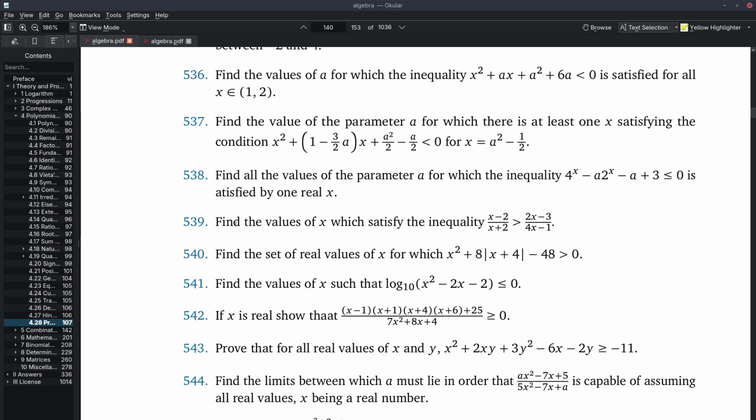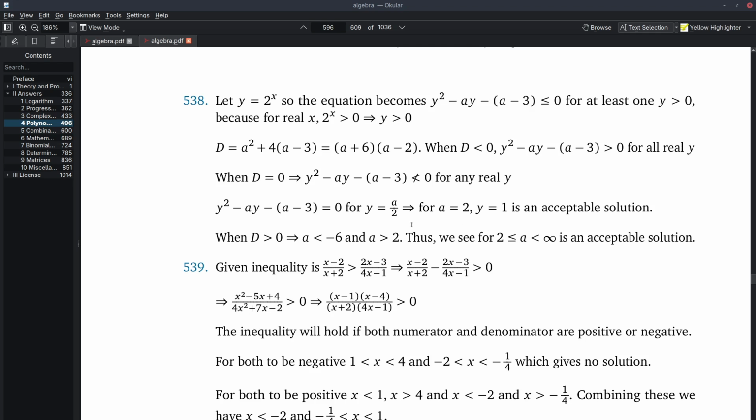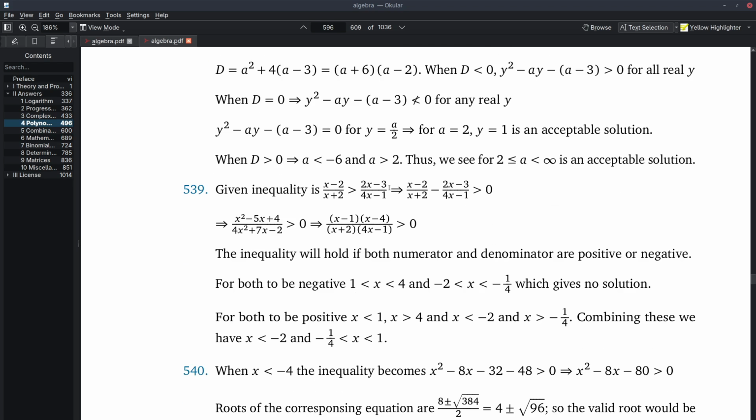Now we come to question 539. We have to find the values of x which satisfy the inequality x minus 2 by x plus 2 greater than 2x minus 3 by 4x minus 1. So we bring everything to one side and we take LCM. We get x minus 1 into x minus 4 by x plus 2 into 4x minus 1 greater than 0.